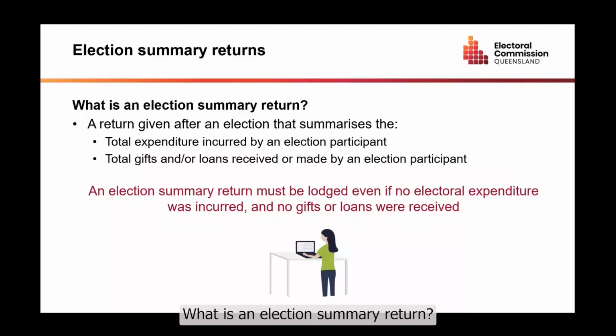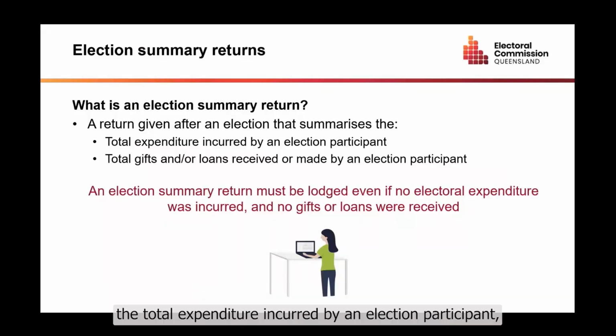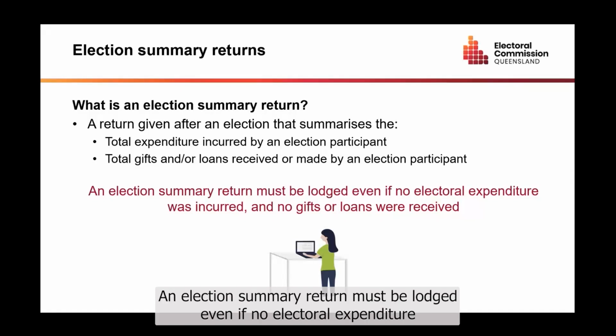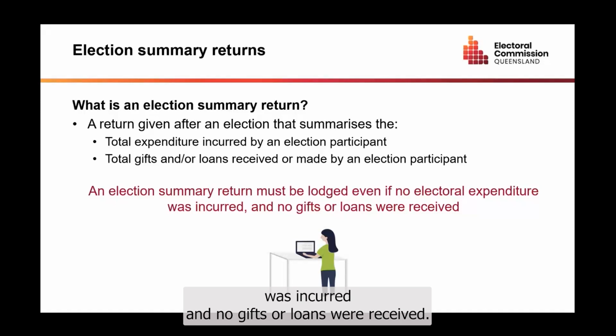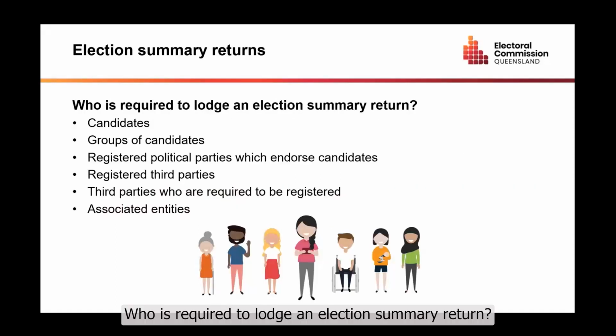What is an election summary return? A return given after an election that summarises the total expenditure incurred by an election participant, and total gifts and/or loans received or made by an election participant. An election summary return must be lodged even if no electoral expenditure was incurred and no gifts or loans were received.